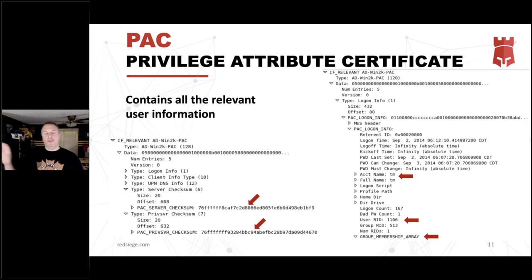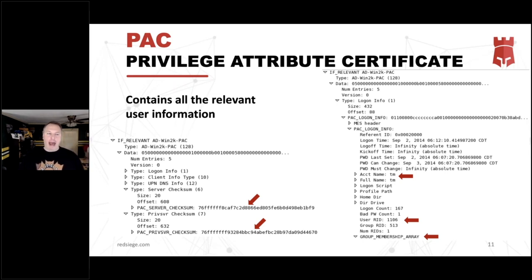But if we start here off to the right, they're kind of backwards because of the sizing, but off to the right, we can see, for example, my account name. My account name is TM here. The full account name, login information, et cetera, as well as my RID. That's the last part of the SID. That's called my relative ID. And we've got my group membership array. I clipped that off for the sake of space. But we would see a list of the groups of which I am a member.